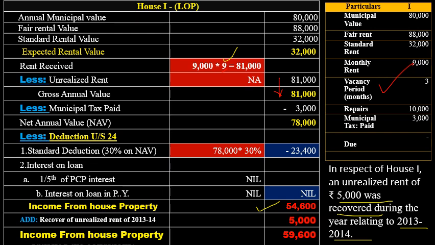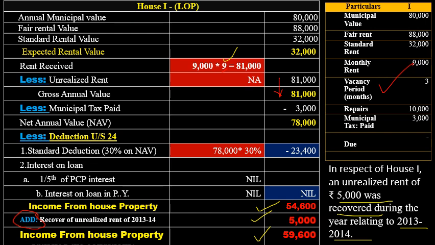That is a recovery of unrealized rent of 2013-14. Add. So the point you have to remember is you have to add, because it is an income for the present year. So 5,000 is the income. So total income from house property in case of the first house is 59,600.